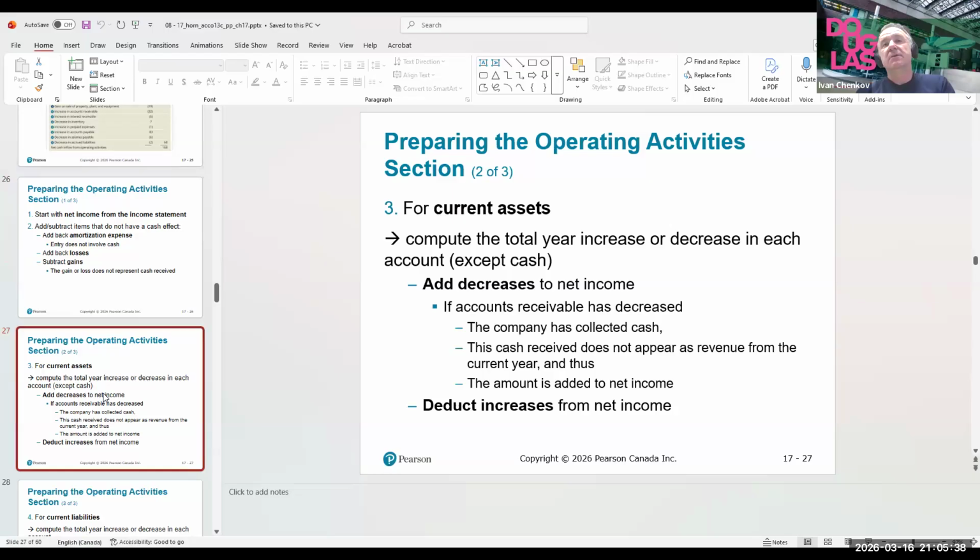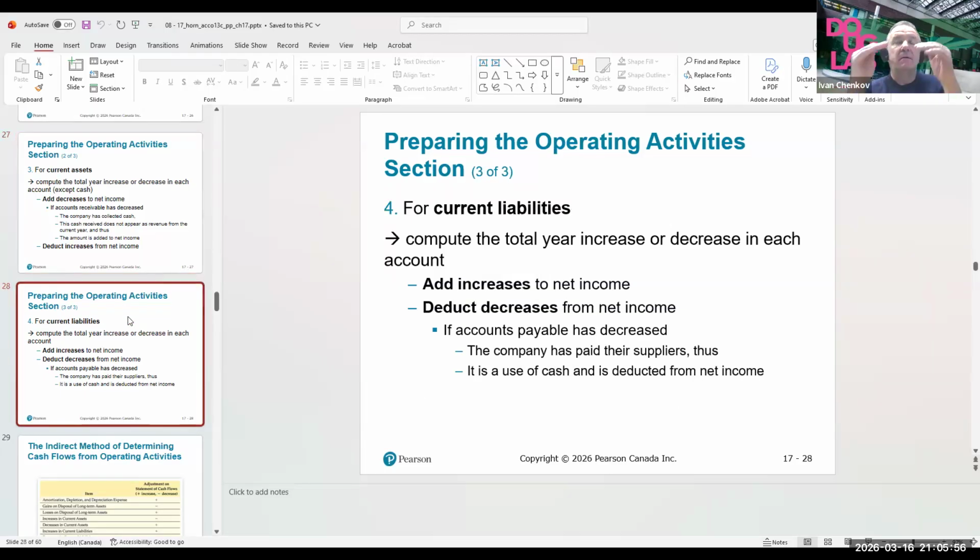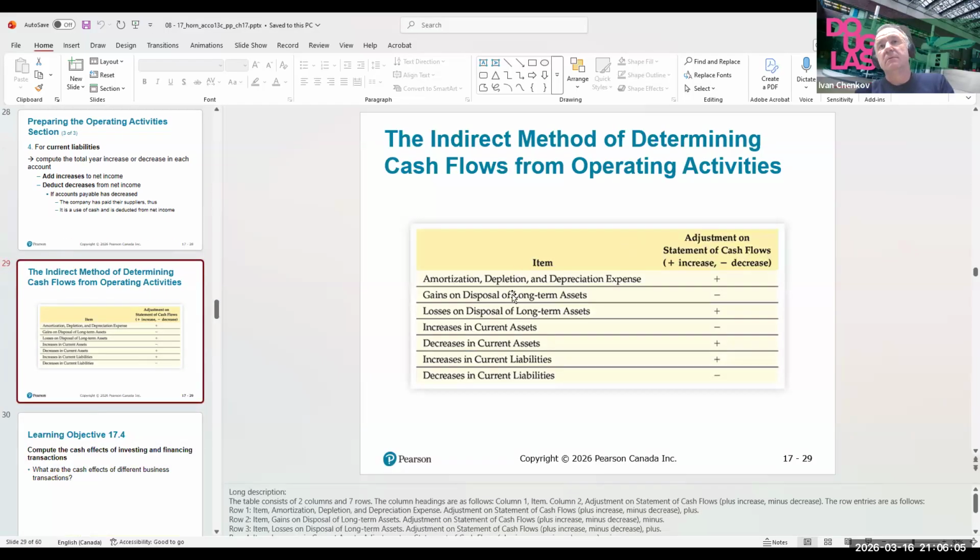After that, we're going to start chasing changes in the working capital. And that will be, again, for the current assets, remember, beginning balance minus ending balance. For the current liability, minus bracket, beginning balance minus ending balance. And here is the simple chart, which is similar to what we did. If it's amortization, depreciation expense, added to the income. If it's gain, deducted from the net income. If it's losses, added back.